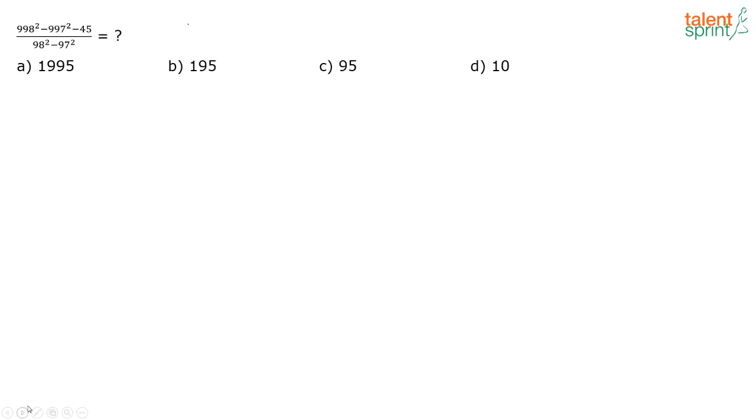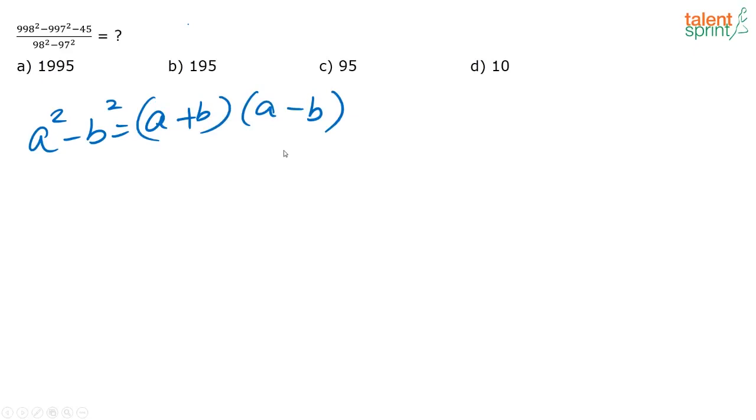See, the question is this, 998 squared minus 997 squared minus 45 divided by 98 squared minus 97 squared. So, how do you solve this question? So, again, this question, do not do 998 squared or 997 squared. See, the first thing that should come to your mind when you see such question is a squared minus b squared is equal to a plus b into a minus b. Remember this formula. Completely use that formula in this given question and you get the answer very fast.